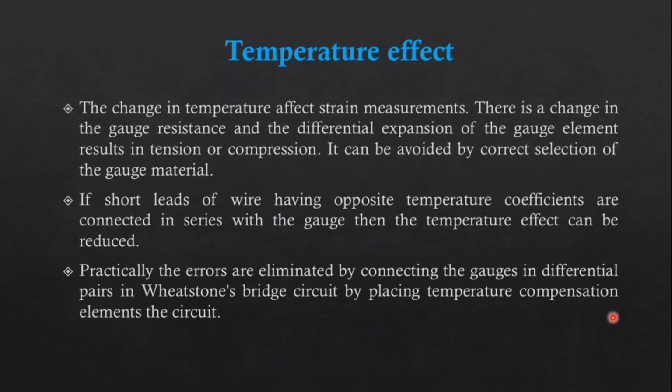Next is the temperature effect. This is the last effect. The change in temperature affects strain measurement. Okay, change in temperature affects strain measurement. How? There is a change in gauge resistance and differential expansion of the gauge element results in tension or compression. Okay, tension or compression depending upon the value of temperature, that is either increasing or decreasing.